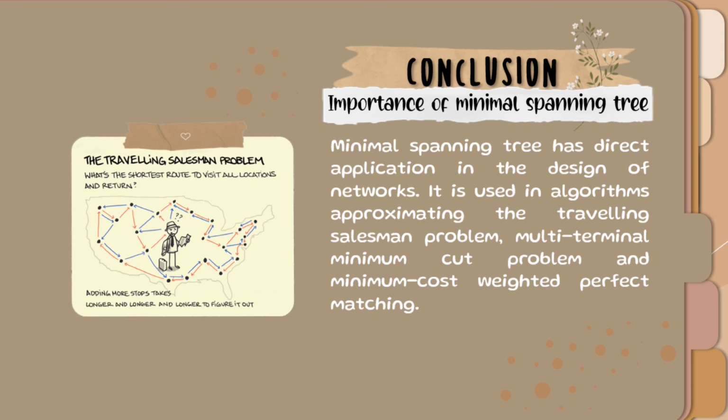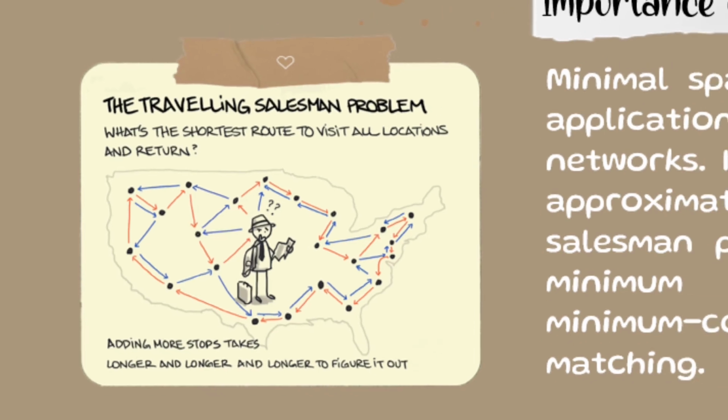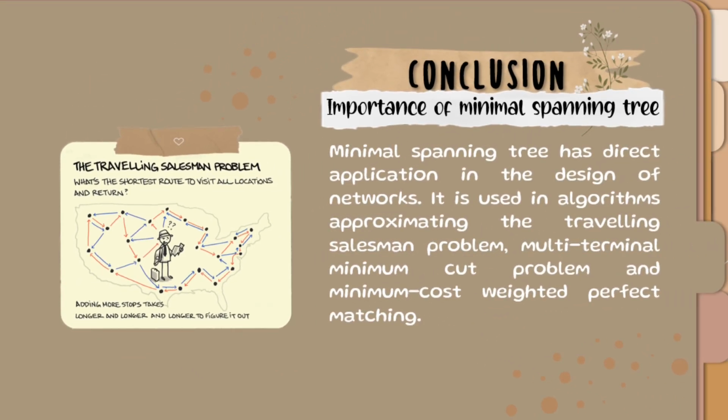So, let's conclude this video with the importance of the minimal spanning tree. Minimal spanning tree has direct application in the design of networks. It is used in algorithms approximating the traveling salesman problem, multi-terminal minimal cut problem, and minimal cost-weighted perfect matching. There are many more practical applications for minimal spanning tree. Some other practical applications are cluster analysis, handwriting recognition, and image segmentation.